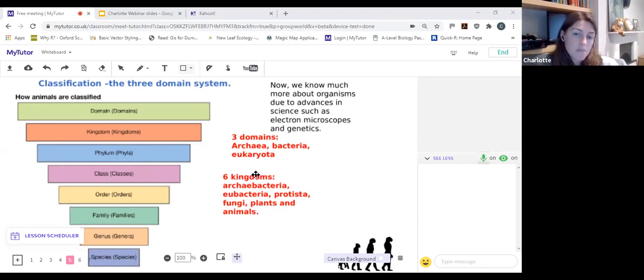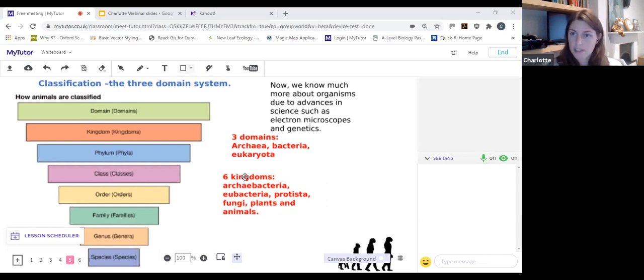It also has an extra kingdom. Remember, Linnaeus had 5 kingdoms. The three-domain system has 3 domains and 6 kingdoms. So those are the main differences. The 6 kingdoms are archaebacteria, who can't really decide what they are. They're not quite bacteria, but they're not quite anything else either.